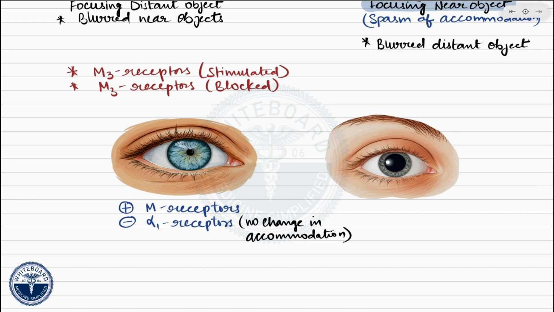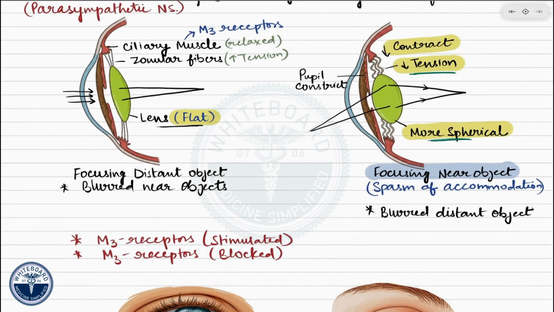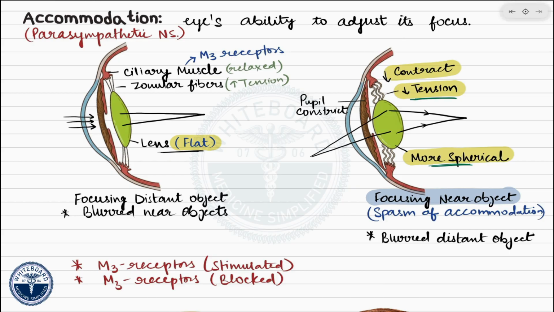Similarly, consider a patient with mydriasis. Again, there are two possibilities: either stimulation of alpha-1 receptors or blockade of muscarinic receptors. The key is to look at accommodation. If the patient has difficulty focusing on nearby objects and can only see distant objects clearly, this indicates loss of accommodation, a condition known as cycloplegia. In other words, the eye is unable to accommodate for near vision. Since accommodation depends entirely on muscarinic receptors, the presence of cycloplegia immediately points toward muscarinic blockade.